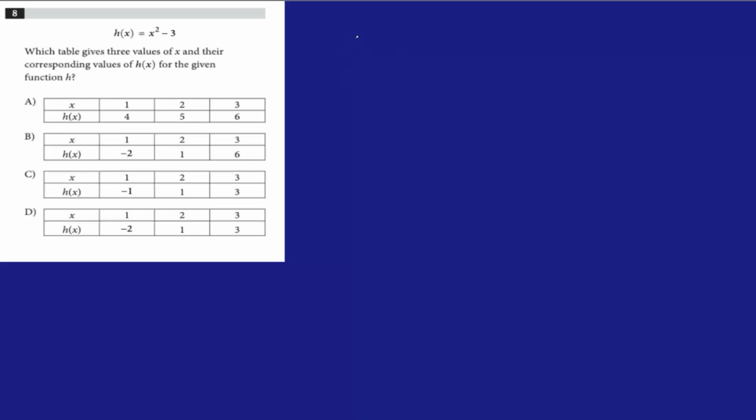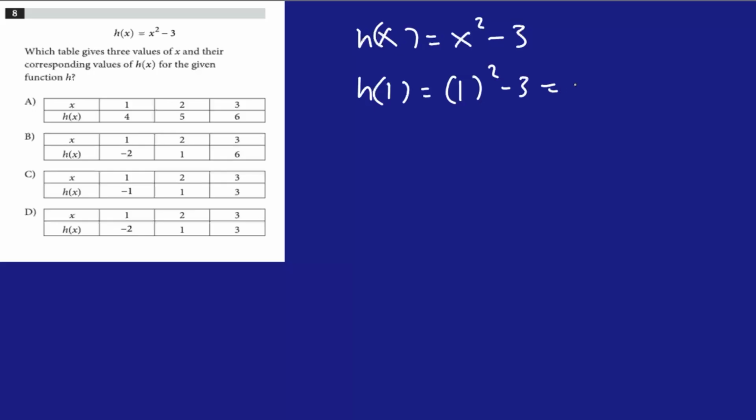So we have this function h of x equals x squared minus 3. And you can see it's a quadratic given by the x squared. And what we want to do is just find which of these tables corresponds to h of x. So all we have to do is just plug in the values in the tables and see which one matches up. So let's start out by plugging in h of 1. So when we do that, we'll get h of 1 equals 1 squared minus 3, which is just going to be 1 minus 3, which is negative 2.